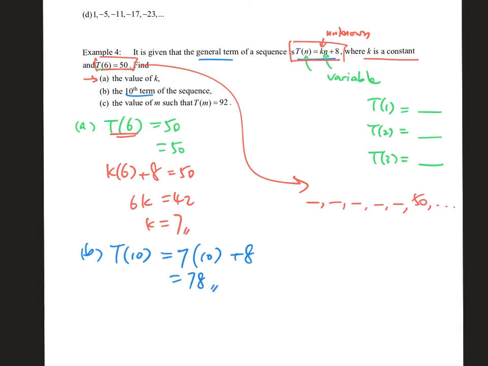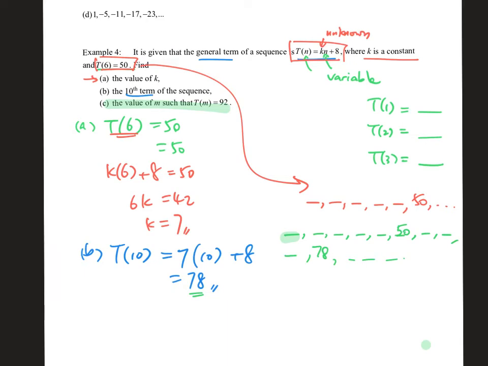And finally, it would be one of the questions I find many students could understand quite well. It would be: find the value of m such that Tm is 92. So what does that mean? That means you have some numbers in this way: 1, 2, 3, 4, 5, 6. The 6th is 50, I know already. 7, 8, 9. The 10th number is 78, I've got already in part B. So dot dot dot, etc.